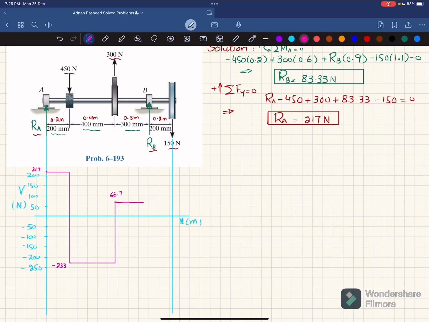So we will draw a horizontal line till this point. And again, you can see you have plus Rb. So 66.7 plus Rb, which is 83.33, will be equal to 150 Newton. So shear force will change to 150. So this will move to this point. This point is 150 Newton. And moving from 150 till the end, there is no other shear force, so it will remain horizontal. And at the end, you can see 150 that is downward. So plus 150 minus 150 will bring it to 0. So this is your shear force diagram.